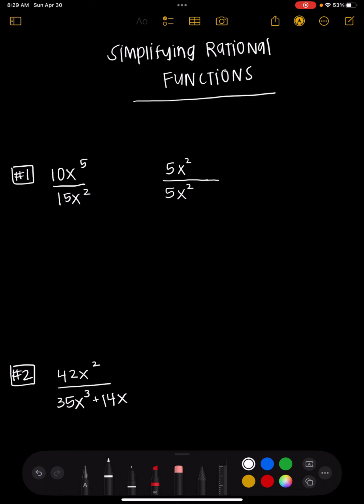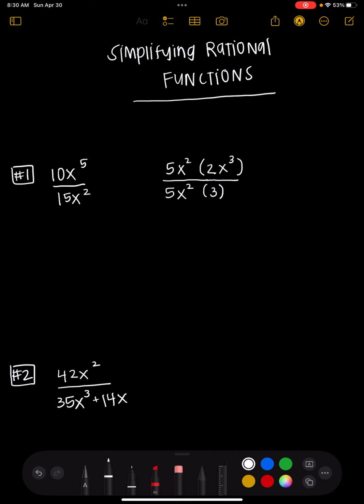If I were to take a 5x squared out of the top, I would be left with 10 divided by 5, which is 2, and then x to the fifth divided by x squared, which really means I'm going to take 5 x's and take away 2 x's, which would give me 3 x's left, so it'd be 2x cubed. Then on the bottom, if I take a 5x squared out, I'd be left with 15 divided by 5, which is 3, but I wouldn't be left with any x's because I took the 2 x's out, so I'm done.